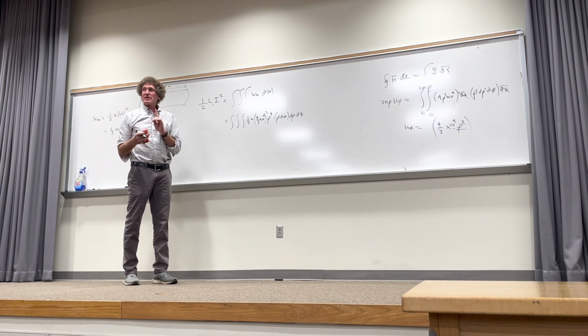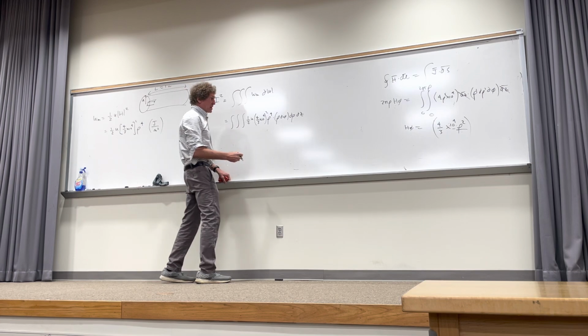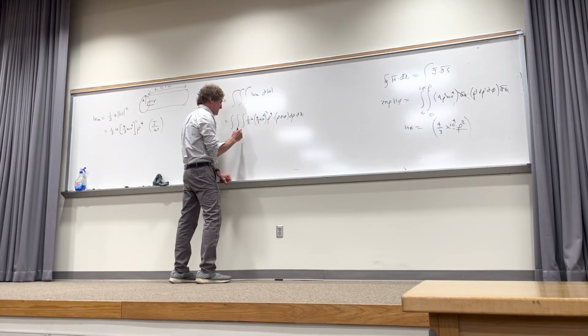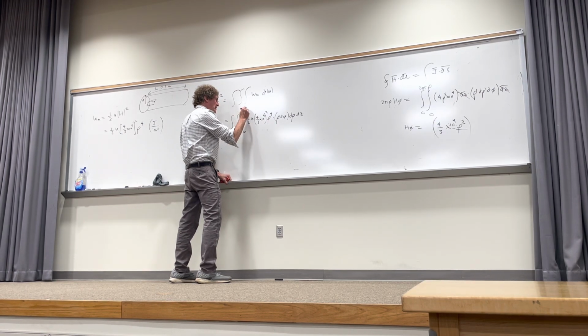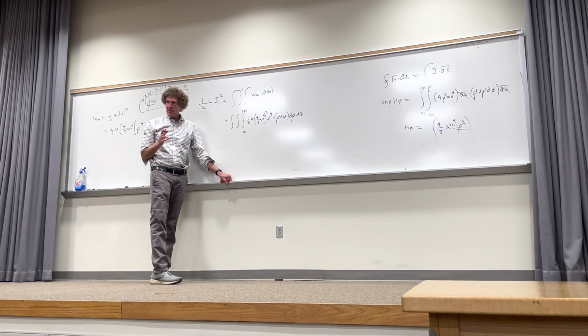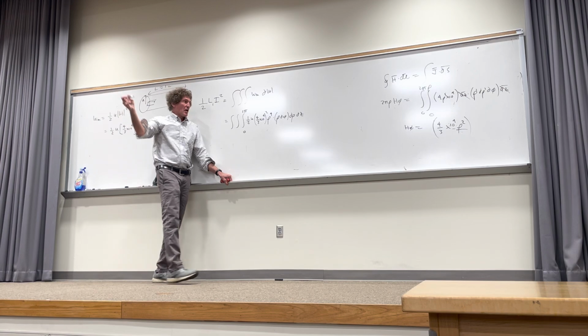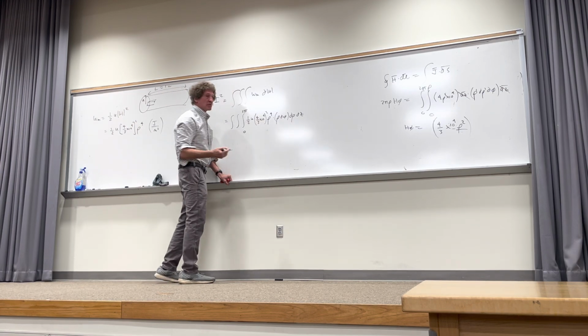Now remember, the limits on this are hard, right? It's a specific volume that we defined. It's not arbitrary. So here, when I go for phi, that goes from 0 to 2 pi. Everybody should see that, right? Can you all see it in the back there? All right. The rho integral goes from where to where?